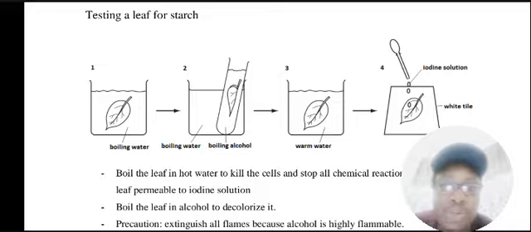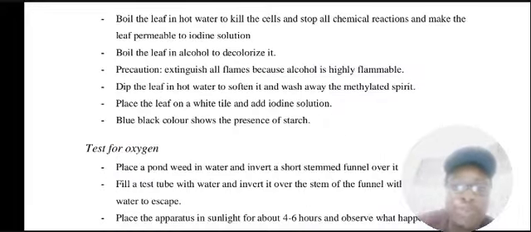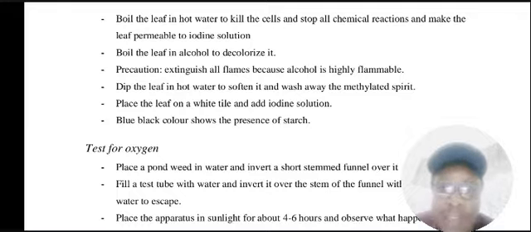We add iodine solution. Iodine solution is brown, but when there is starch inside the leaf, it would change to blue-black. So a blue-black color is a positive test for starch. You must remember that. So those are the stages. You must try to remember the reason for each stage.